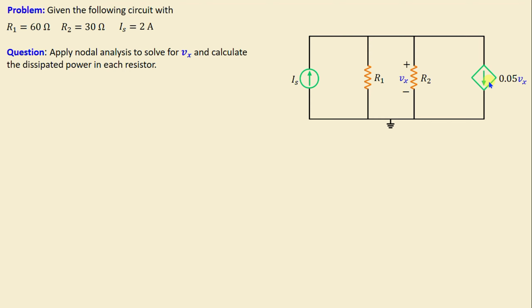The question now is to apply the nodal analysis to solve for Vx and to calculate the dissipated power in each resistor. Let's move on to the solution.